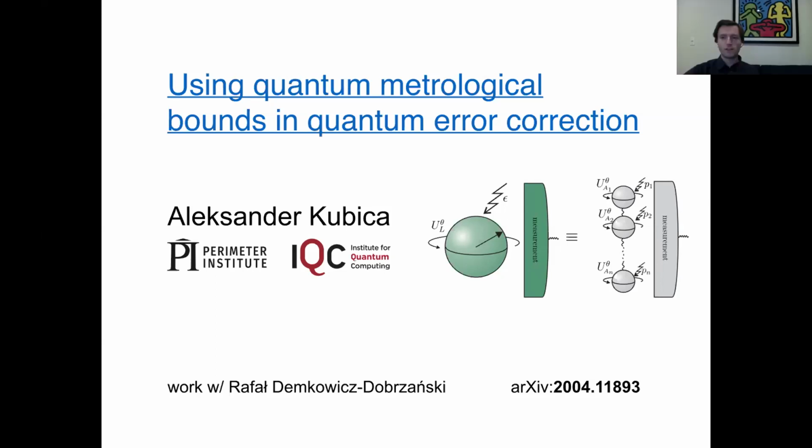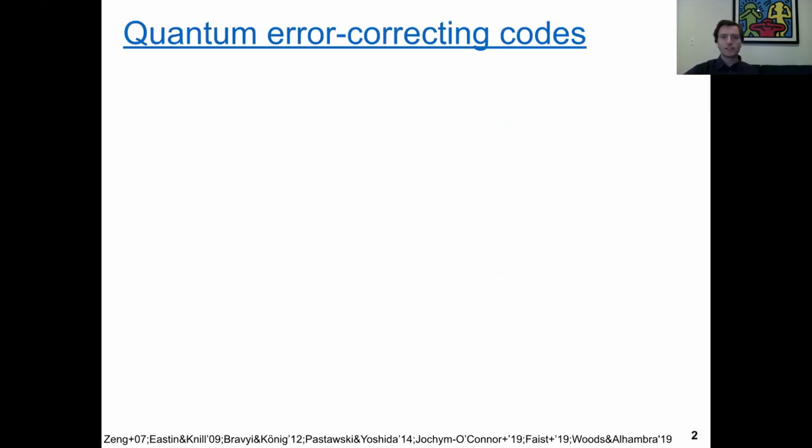Hello, everyone. Thank you, Ben, for this introduction. Today, I will be talking to you about how to use metrological bounds to get a simple proof of the approximate Eastin-Knill theorem. This work was done together with Rafał Dębkowicz-Dobrzański from the University of Warsaw. So let's get started.